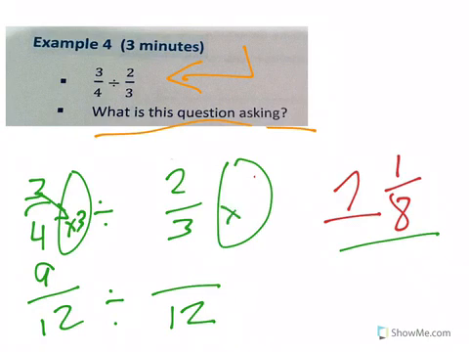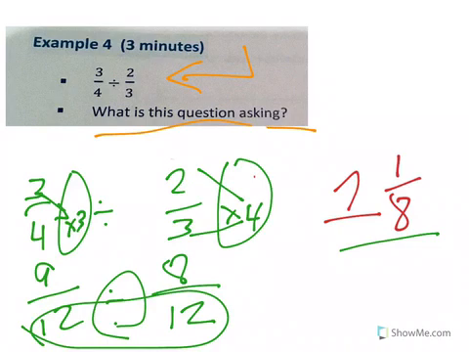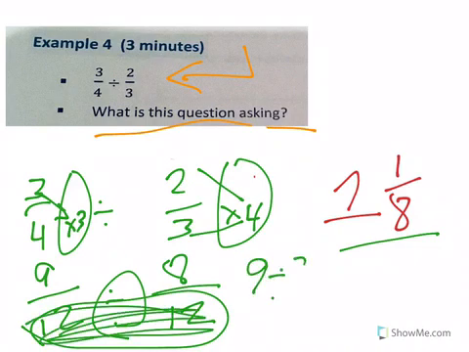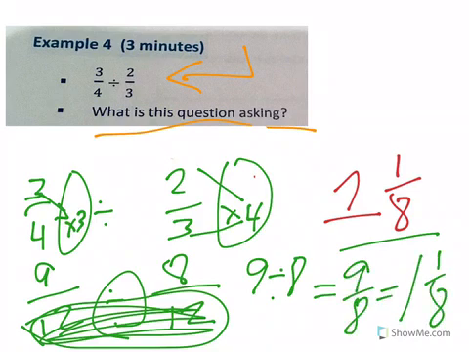Over here, I've got to multiply by 4. 3 times 4 is 12. 2 times 4 is 8. And I end up with 9/12 divided by 8/12. As we said before, we're dividing, and the denominators are the same, so I can just erase that part, and I know that I'm dividing 9 divided by 8, which is the same as 9/8, which is the same as 1 and 1/8.